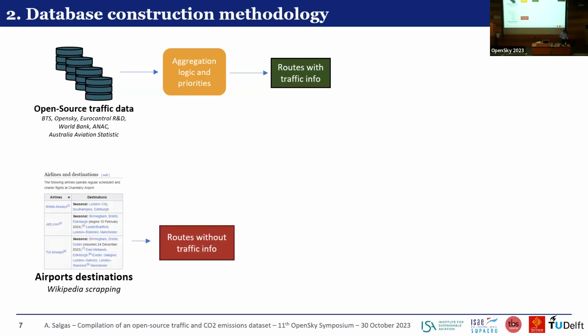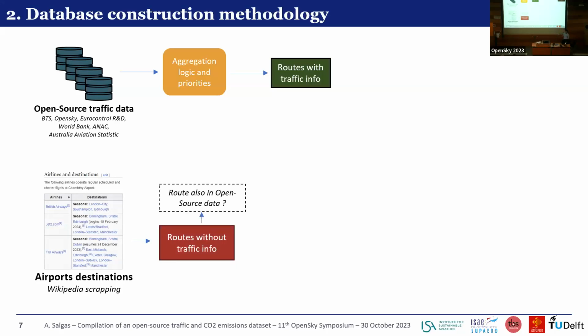So that led us to consider an alternative option, which is to use Wikipedia airport pages. I will explain later, but using this dataset, we're still missing the traffic information on the existing routes. We know there's a route, but we don't know if there's 10 or 1,000 flights per year on this route.